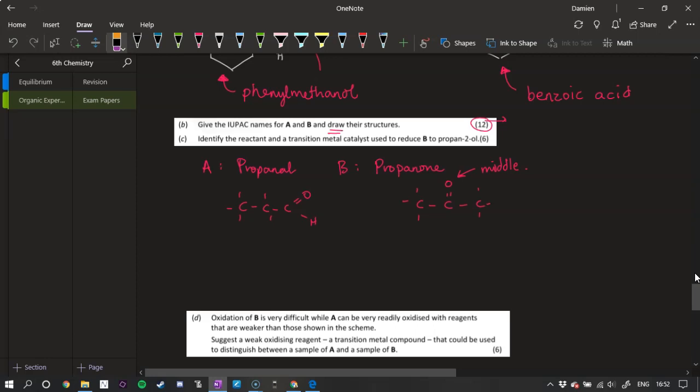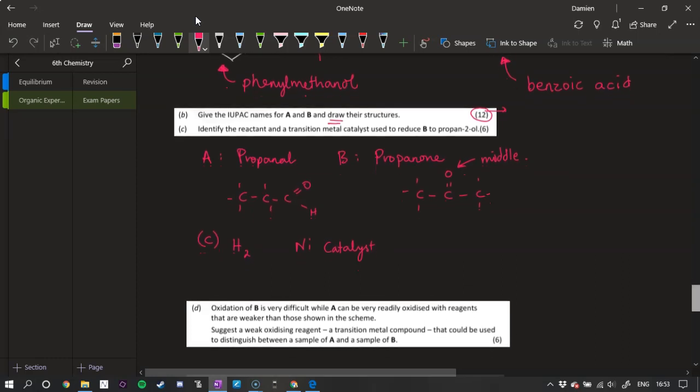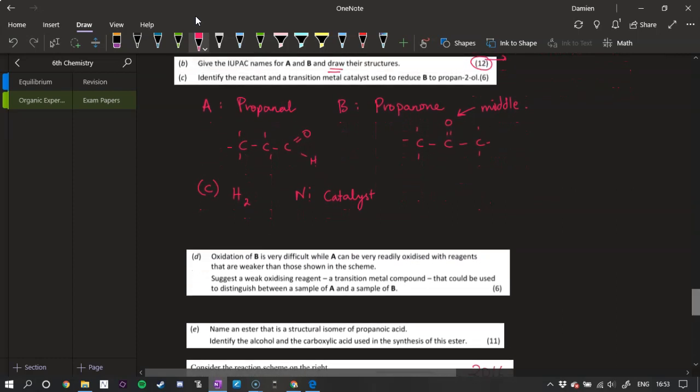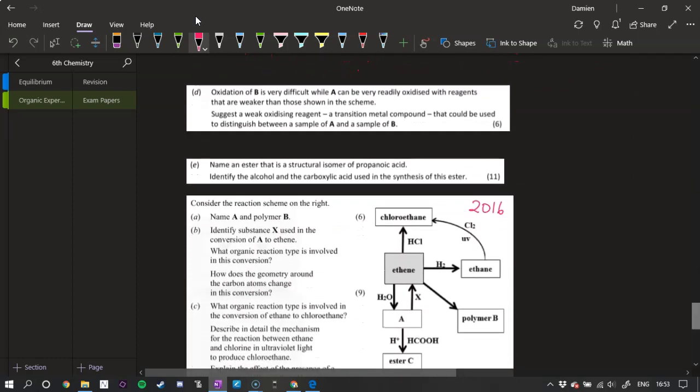Part C then: identify the reactant and the transition metal catalyst used to reduce B to propan-2-ol. So again, the reactant is going to be H2 and nickel is your catalyst. Fairly straightforward once you know the answers, I suppose, as everything always is. Let's move on to part D.